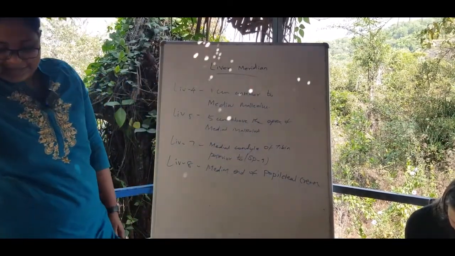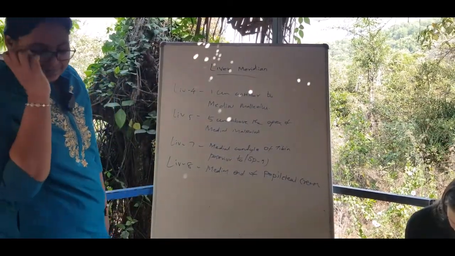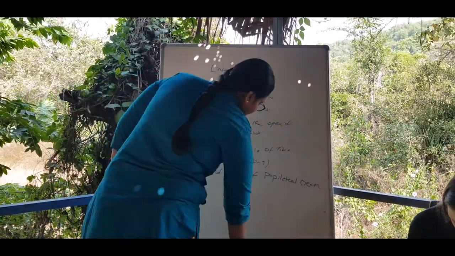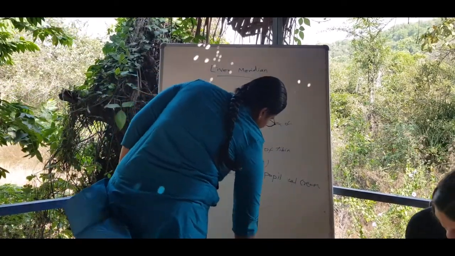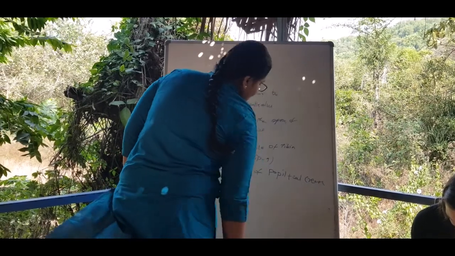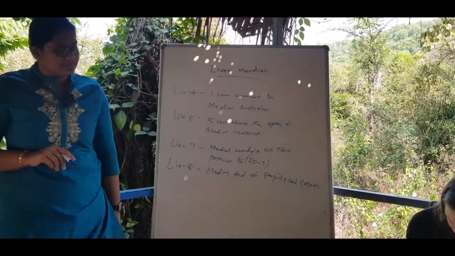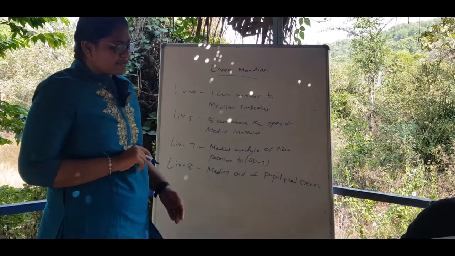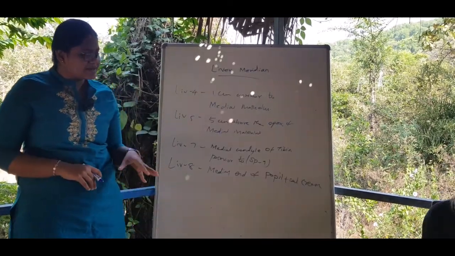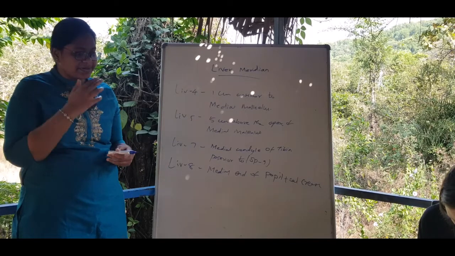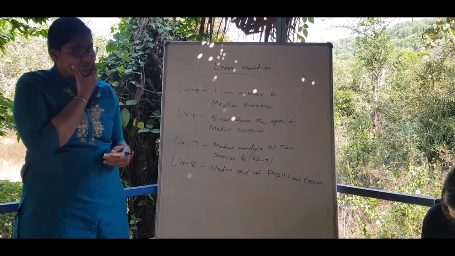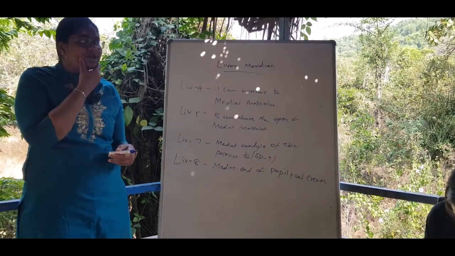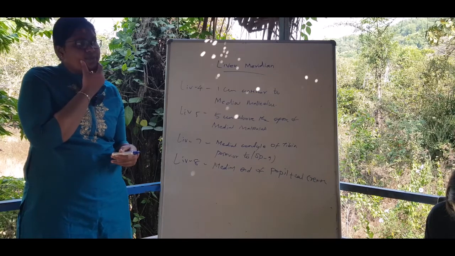Medial end of popliteal crease. Able to figure out, right? Medial end of the popliteal crease. In complaints, we can use this point for arthritis, osteoarthritis, rheumatoid arthritis, and any kind of arthritis. We can use this point.